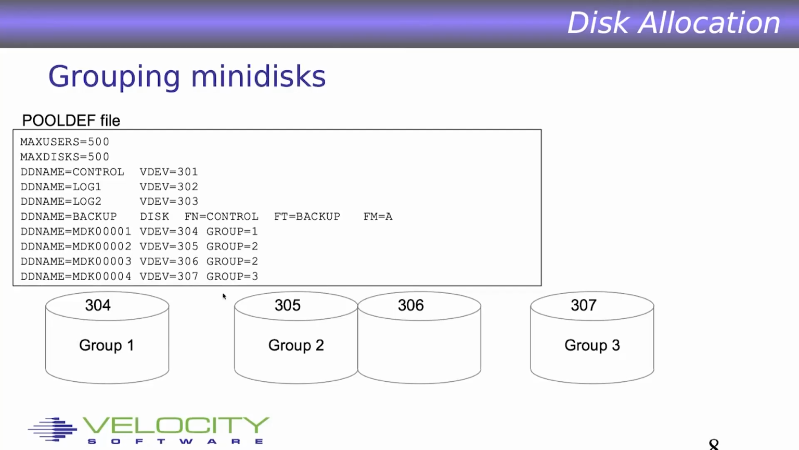And this is kind of how it maps out. So we have this group one, which is a mini disk at 304. Group two, in this case, has two mini disks, this 305 and 306 for group two. And for group three, it has an additional mini disk. So you can have multiple groups of mini disks, and when you give access to the file pool to a certain user, you tell the file pool what group this user belongs in. And we'll talk about that shortly. So you can direct which user goes to which group.